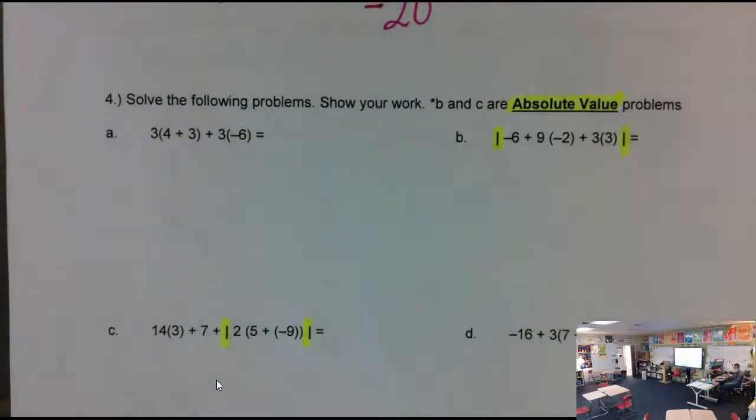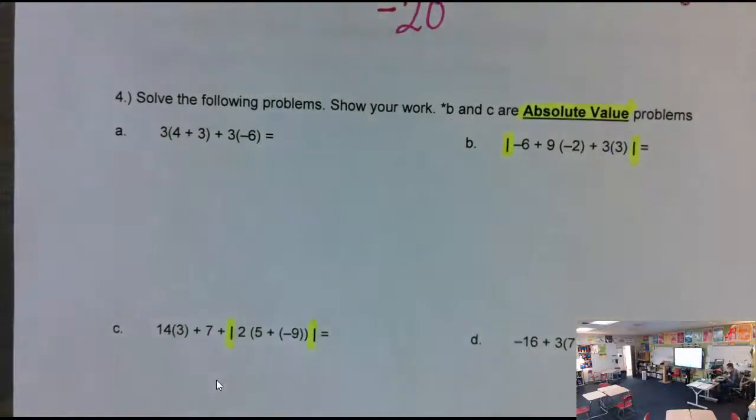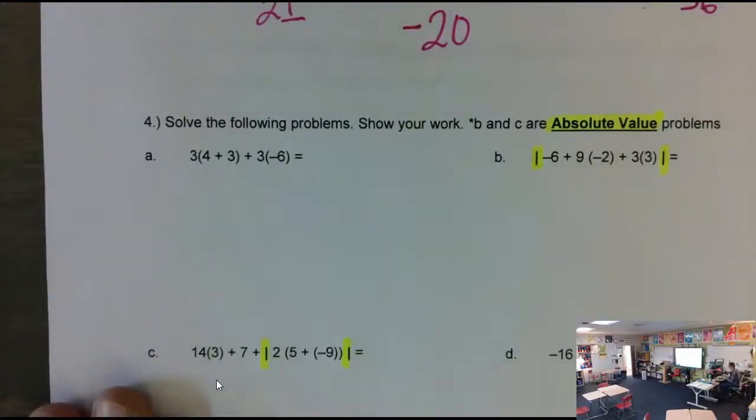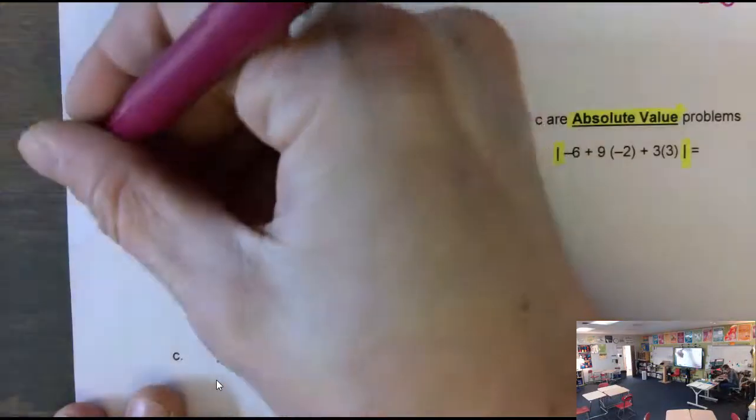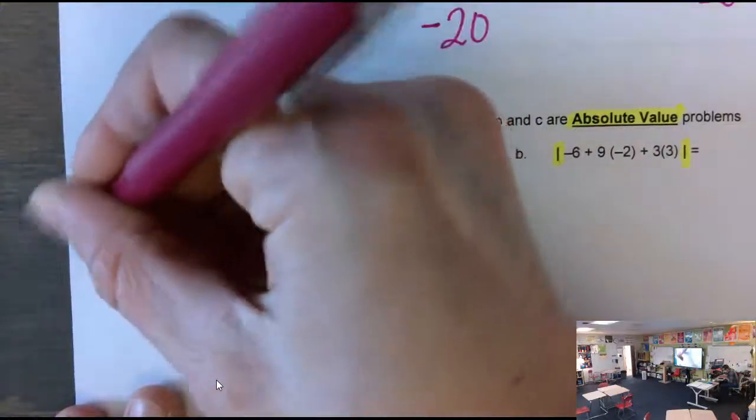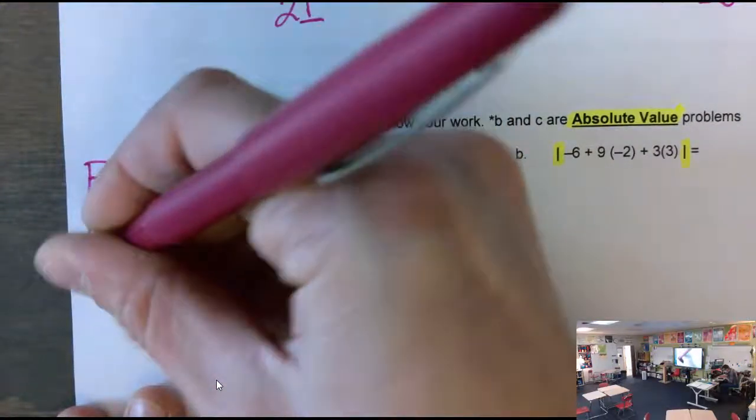Here's the biggest mistake people have been making. You do not absolute value first. You first put together the numbers inside the absolute value. But we'll come back to that. We need to do A first. What would I do first in A? Well, guys, if you didn't write down the order of operations, I would if I was you.